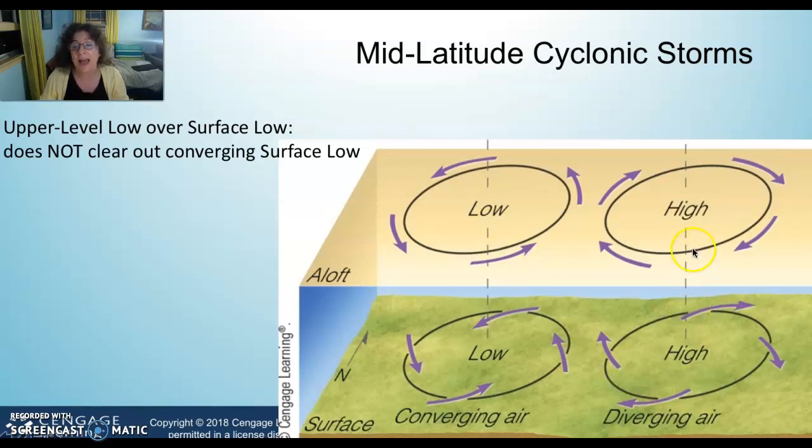A surface high topped by an upper level high is never going to be fair weather, because you will never be able to sustain this surface high unless you keep putting air into the surface high to move it out. If you have a diverging high in the upper level, you're not supplying anything down to the lower level. So it's important to know what cyclonic storms strengthen with, and it's also important to know what cyclonic storms die from.